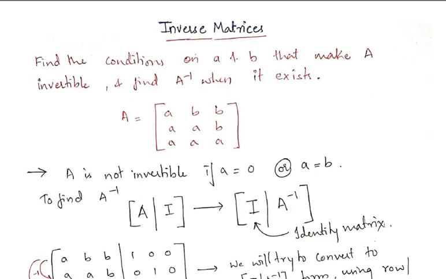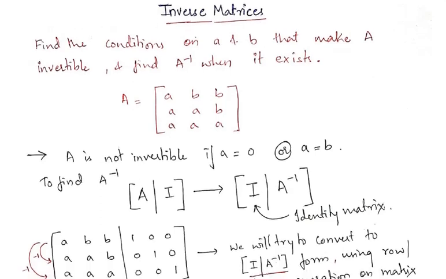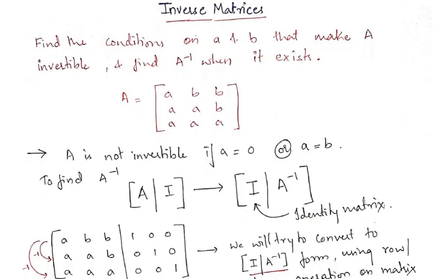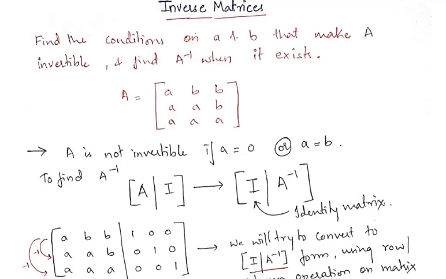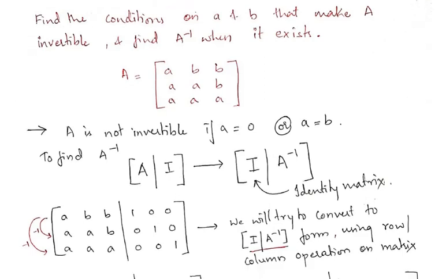So having this knowledge about the inverse of the matrix, we can say that A is not invertible if a is equal to 0 or a is equal to b. Means we cannot find the inverse of the matrix if a is equal to 0 or a is equal to b. Okay. We'll check whether this condition, what we are saying by previous knowledge, is correct or not. So how to find A inverse?